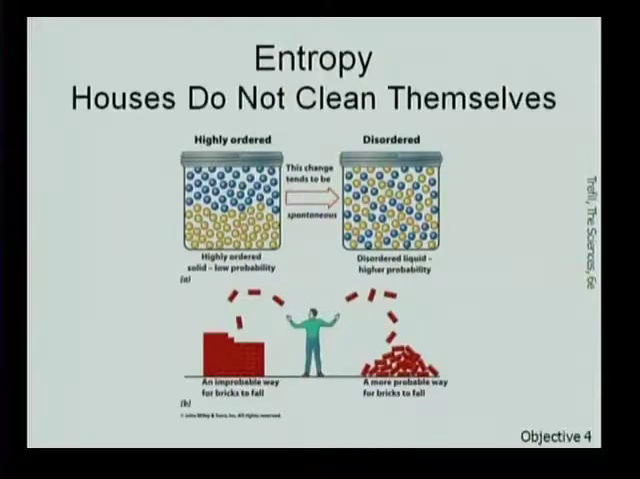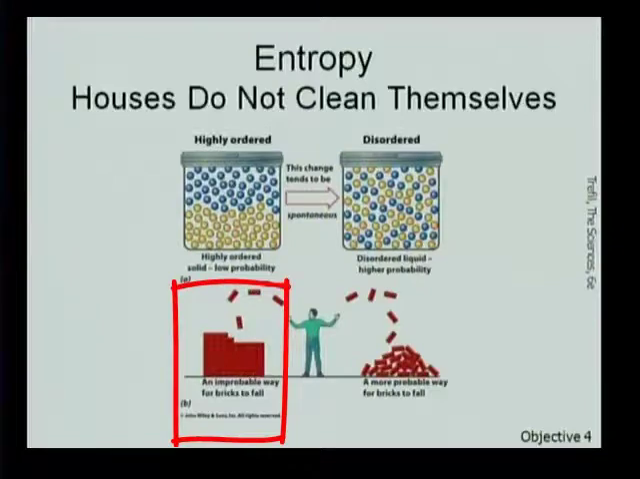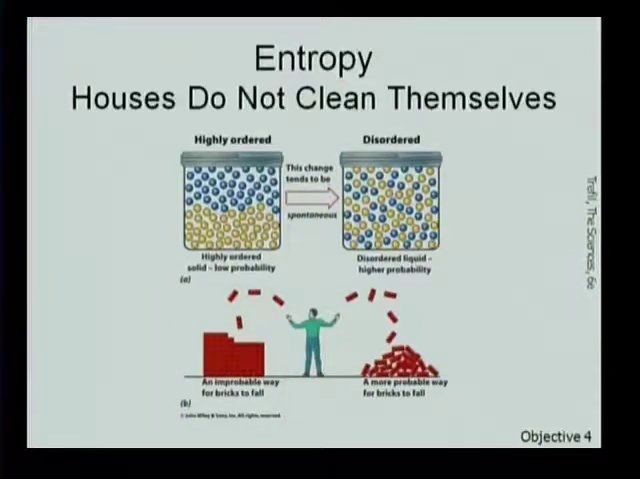Entropy is just a measure of disorder. So we can see as we go from left to right on this slide that we go from a highly ordered system to a disordered system. A highly ordered system would be a jar full of atoms that are all sorted out into blue atoms and yellow atoms. A highly ordered system would be bricks that are stacked up in an orderly array. Houses don't clean themselves. Atoms don't go from a disordered state to a highly ordered state on their own. Bricks don't go from a pile of bricks to a neat stack of bricks on their own.